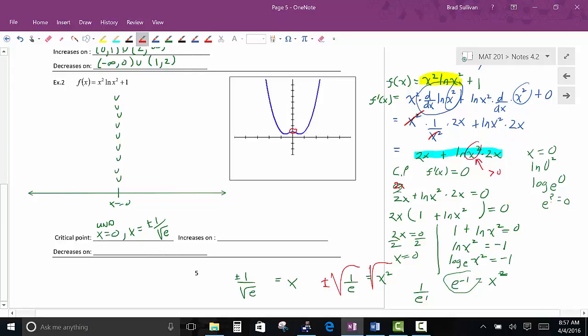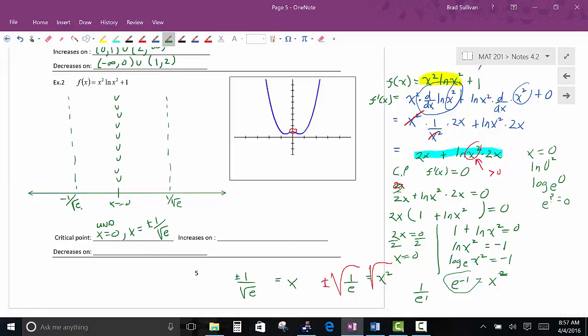Now what we're going to do here is use a decimal on this. We can use our calculator and get a decimal. So this is going to be 1 over square root of e here, and then over here we're going to have negative 1 over square root of e like that. Okay, so that's going to take care of that.